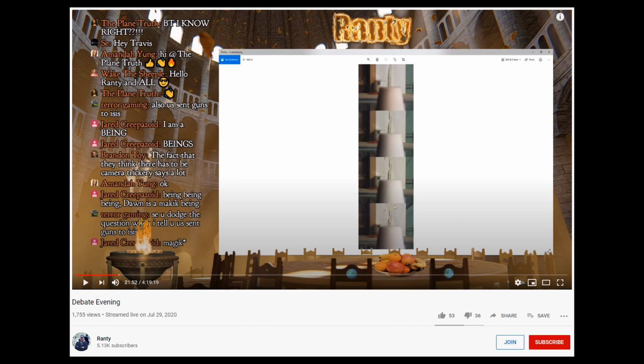Now 2 days later, Ranty has a live stream and a guest is pointing out the obvious. And that is in regard to these 4 photographs where you see decreasing refraction from the top to the bottom.